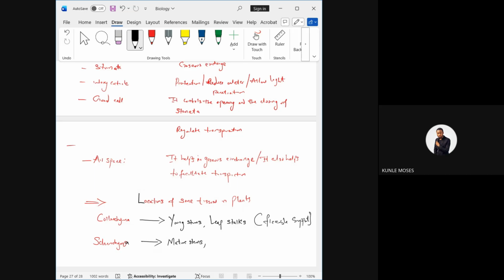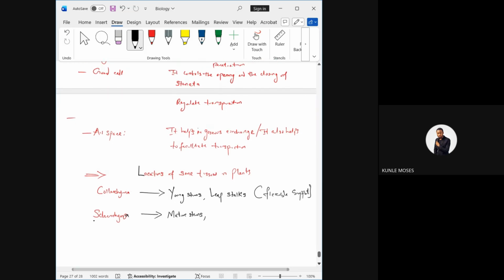And how do you know it, in case you want to forget the difference between sclerenchyma and collenchyma? Let me write it again. Sclerenchyma: they have mature stems.